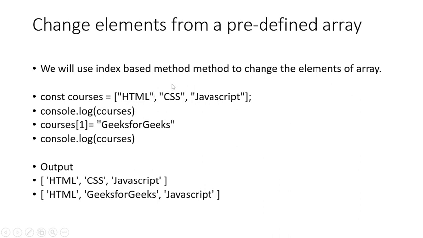In order to change a value inside the predefined array, we have to use the index value, right? So courses of 1 is equal to GeeksforGeeks. What is already present in courses of 1? You can see here, CSS is present inside courses. After using this line, courses of 1 is equal to GeeksforGeeks, when I print courses by means of console.log, you will get the output as HTML, comma, GeeksforGeeks, comma, JavaScript, because I have changed the element in the predefined array. So this is how it works here.